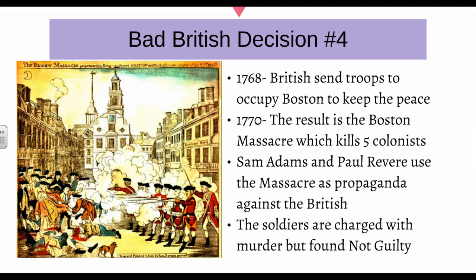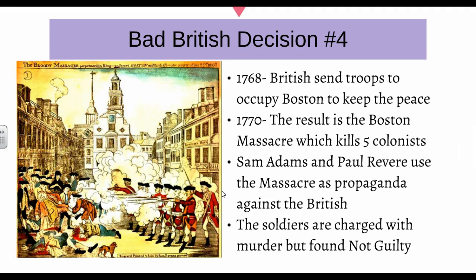And the painting that you can see here is one that Paul Revere took from another person and was able to use as a propaganda piece showing the British soldiers firing unprovoked into the crowd, and you see the people being killed here on the ground. In reality, it probably didn't look very much like this, but Sam Adams and Paul Revere used this as a chance to use propaganda against the British.